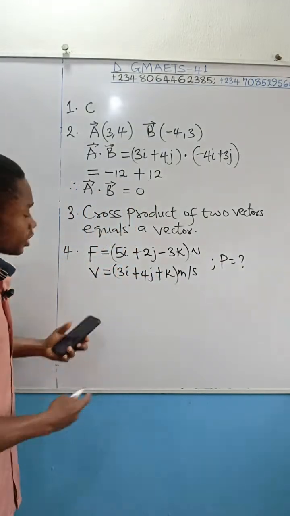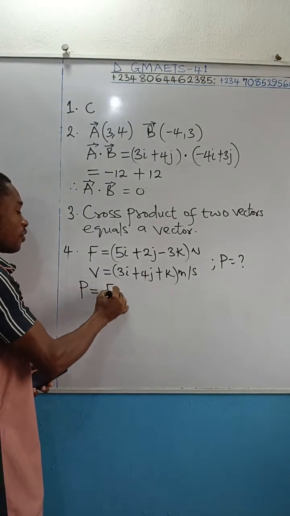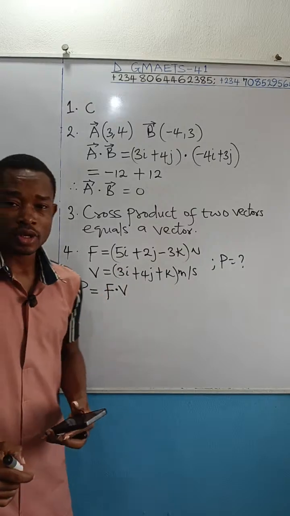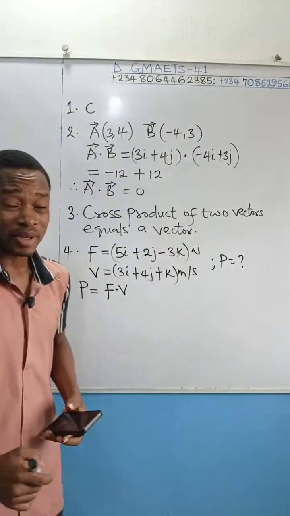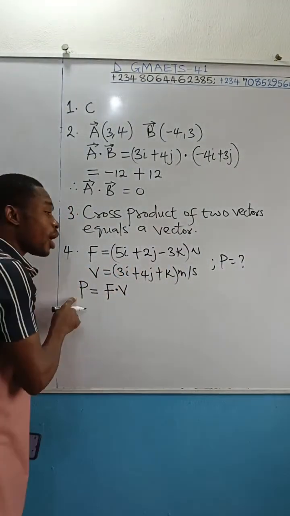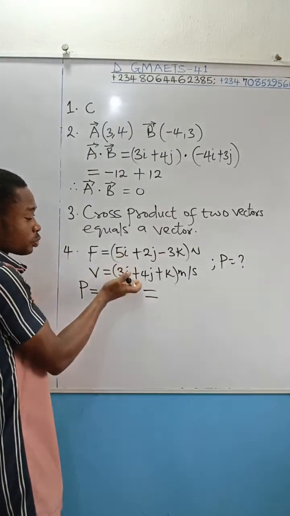So since power is a scalar quantity, to obtain power from force vector and velocity vector, I am going to do dot product. Because dot product or scalar product of two vectors will produce a scalar. Power is a scalar. So what I'm going to do now is take the dot product of these guys.